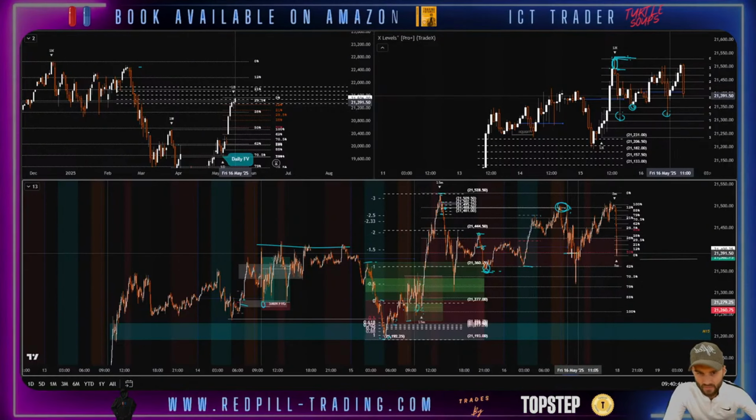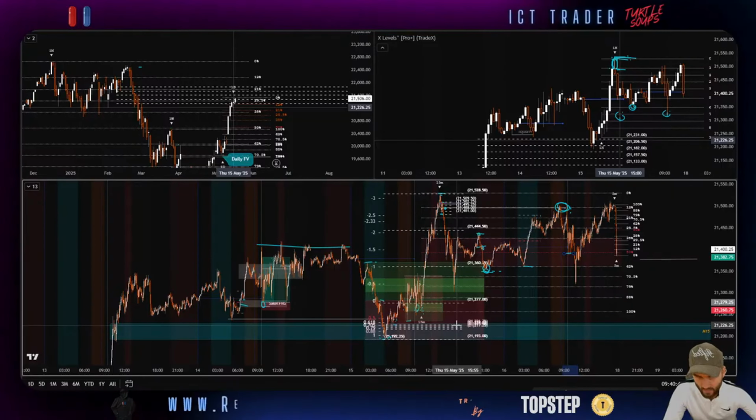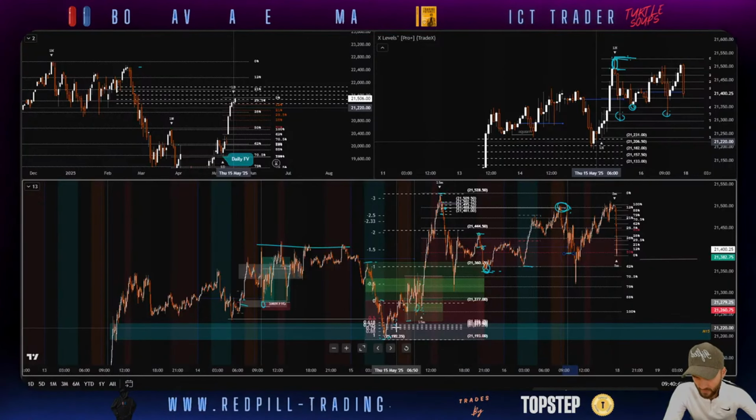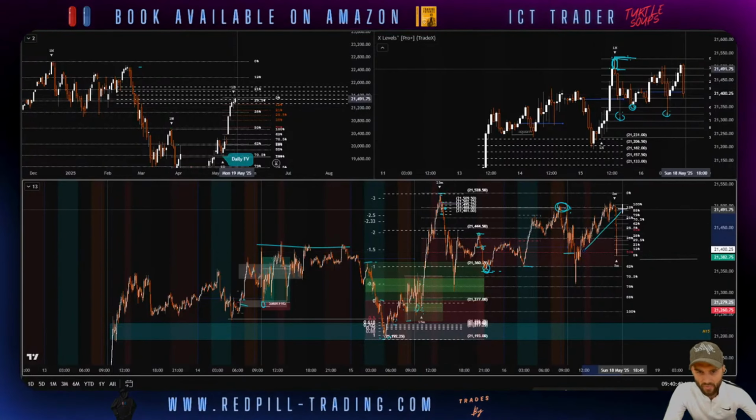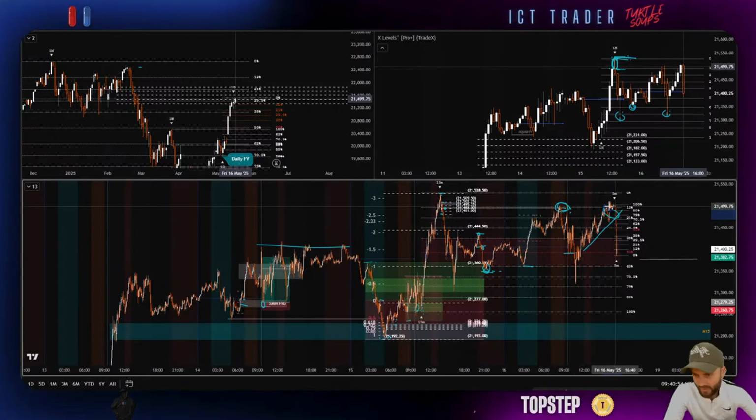Traded it all the way back to mean threshold on the 15-minute. My runners got stopped. I was looking for price to get all the way back down to 21,244, which was a failed M5 con. But price pegged back up into our cracked gap, for those inside Red Pill University.